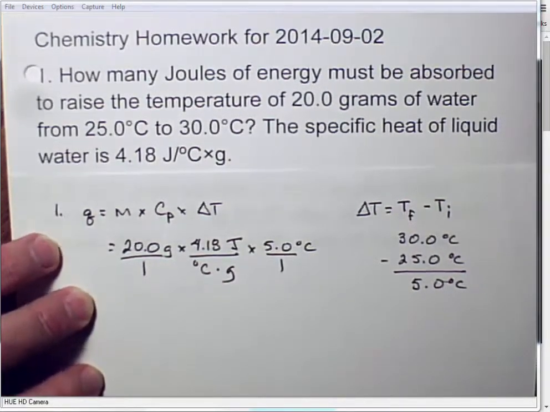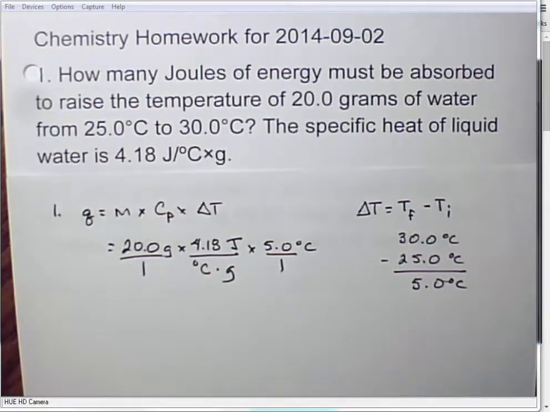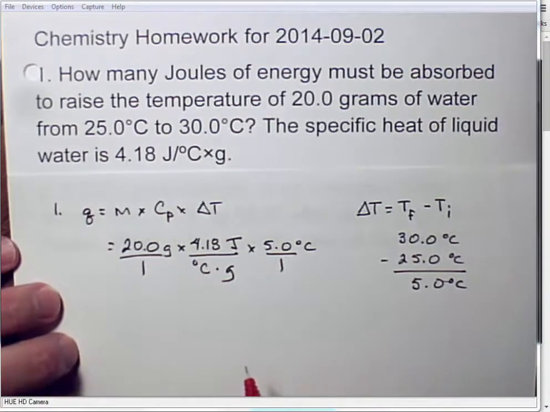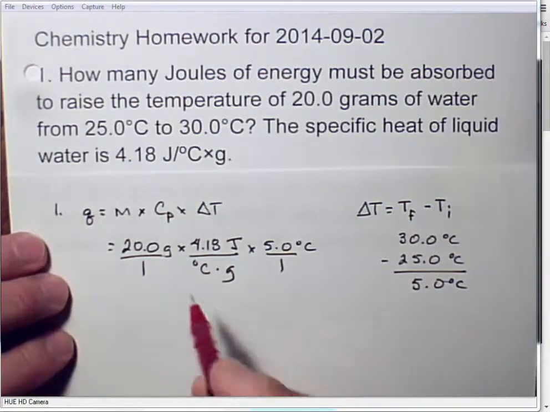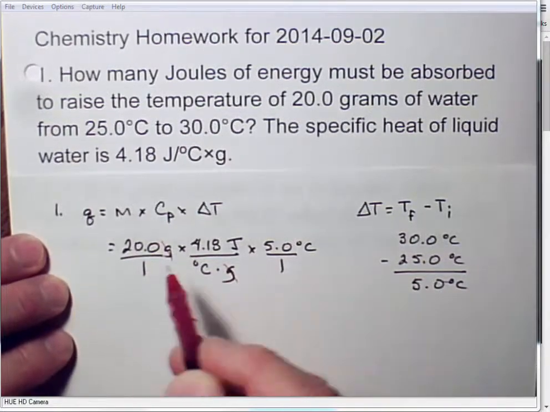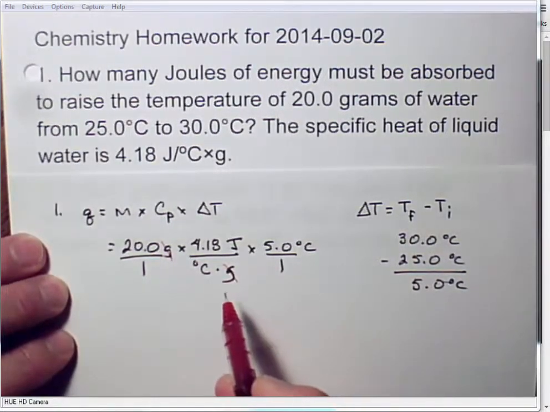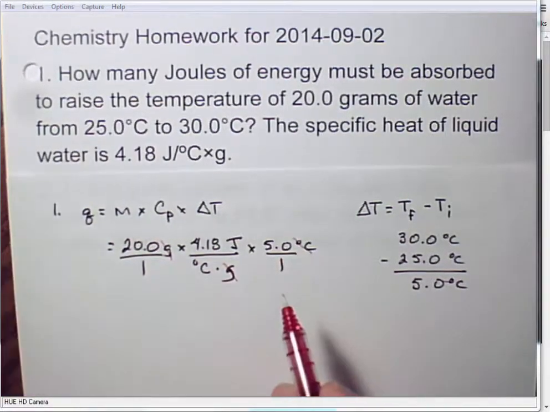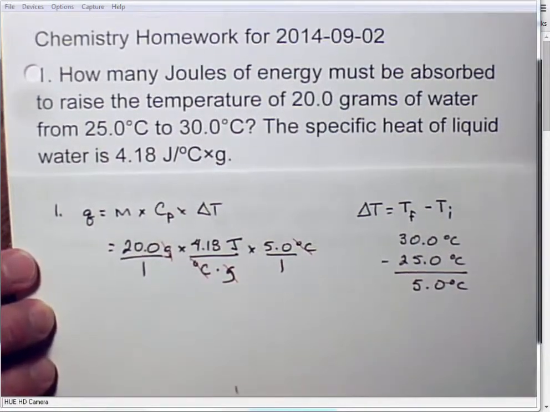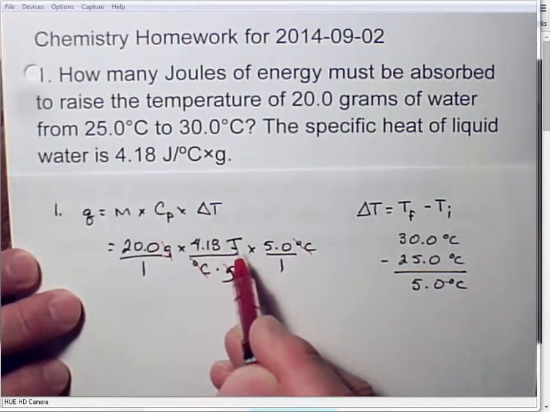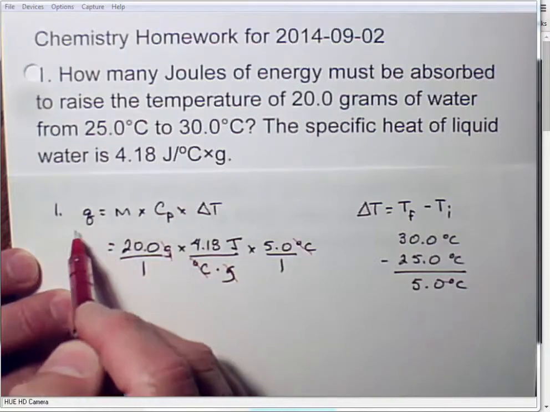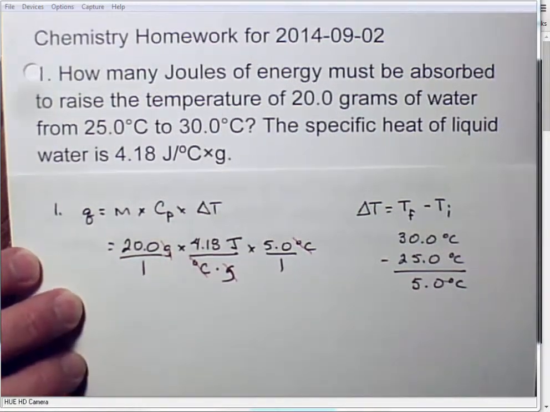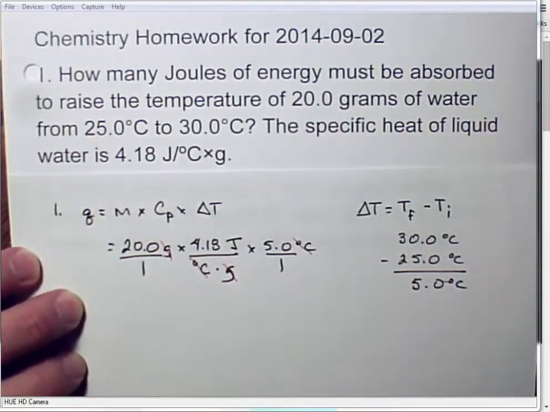So we put numbers that aren't in a fraction over a fraction, since we're doing a multiplication problem that involves fractions. Now we can see what to cancel. You cancel grams because you got 1 on the top, 1 on the bottom. You cancel degrees C, just like X's and Y's in algebra. And we're left with joules. And joules measure energy, and we're looking for energy. How many joules of energy is the question?